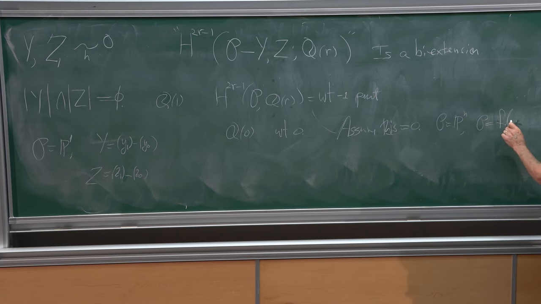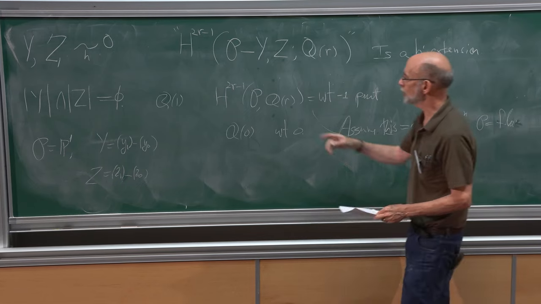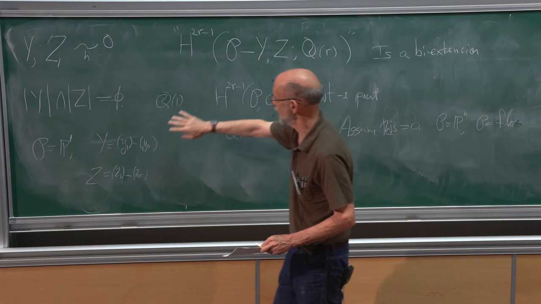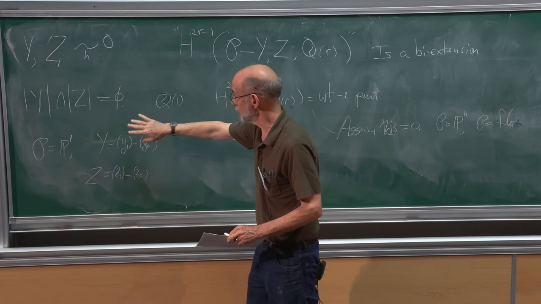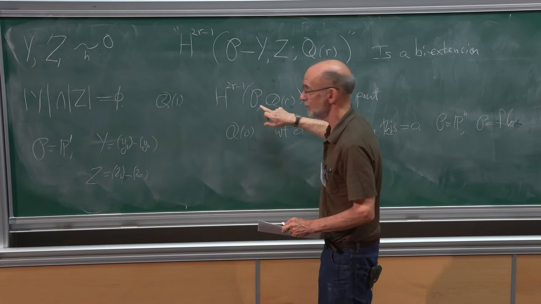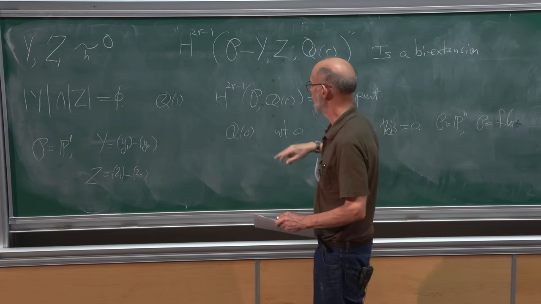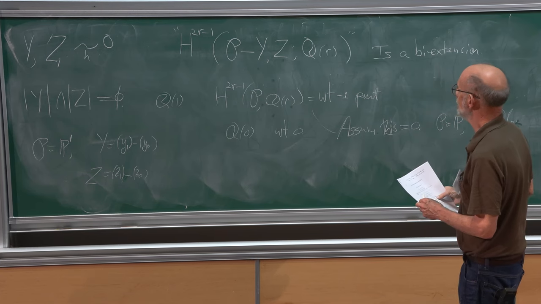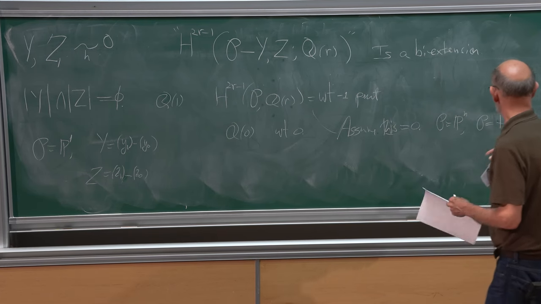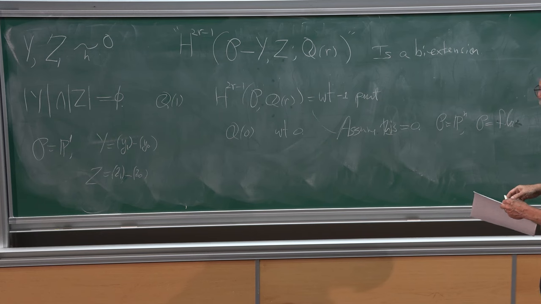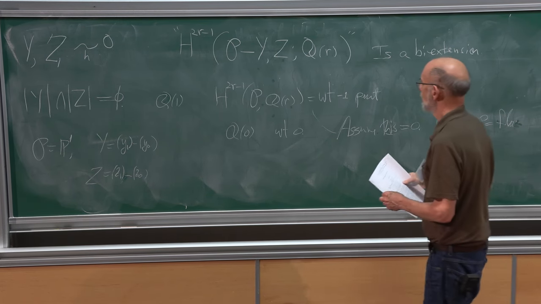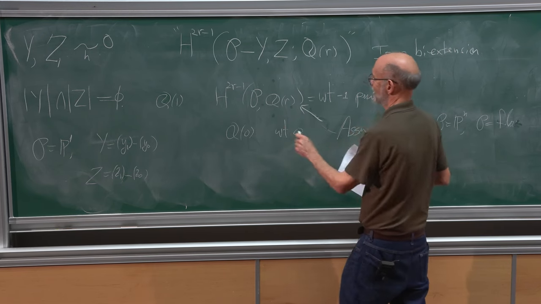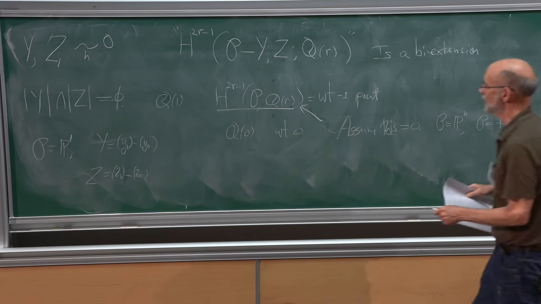This is the middle part, right? The crucial thing here is, first of all, that the dimension should be as I said, that the sum of the two dimensions should add up to one less than the dimension of p, and secondly, that... what am I saying? This is zero. I missed my arrow.